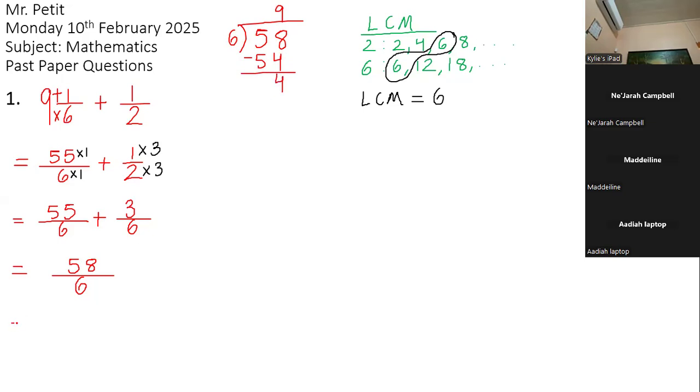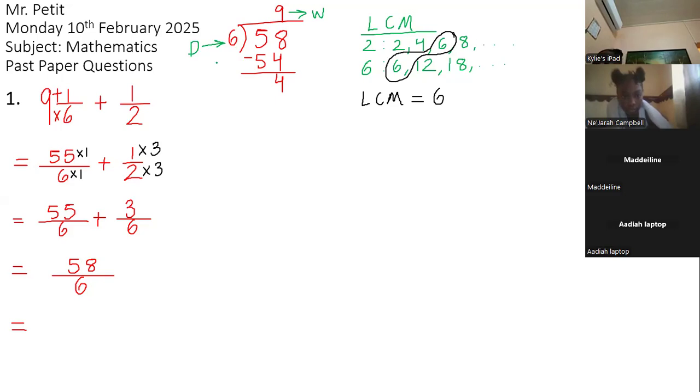So what does that mean? That means the answer is 9 over 6. So the whole number is 9, right? The denominator is what? 6, very good. And the numerator is what? 4, the numerator is 4, very good. It's going to be a mixed number: 9 and 4 over 6, very good.